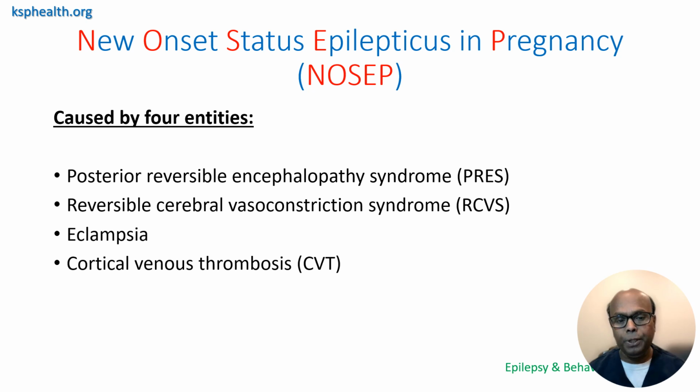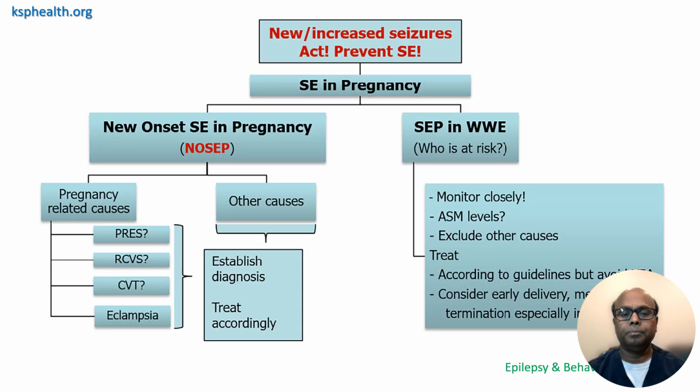One, posterior reversible encephalopathy syndrome, otherwise called PRES. Reversible cerebral vasoconstriction syndrome, or RCVS. Eclampsia. Cortical venous thrombosis. Whether it's new onset status epilepticus in pregnancy, one should consider PRES, RCVS, CVT, and eclampsia. Establish a diagnosis and treat accordingly.